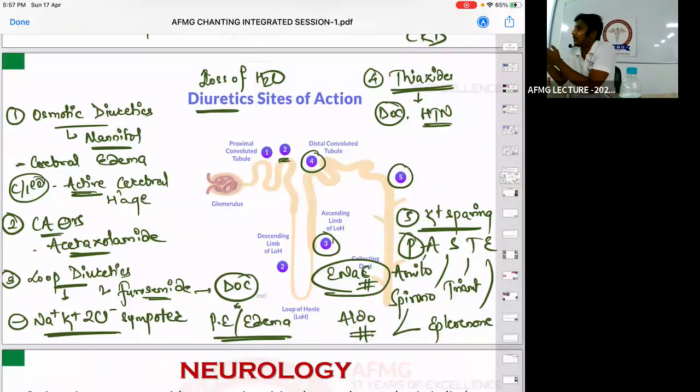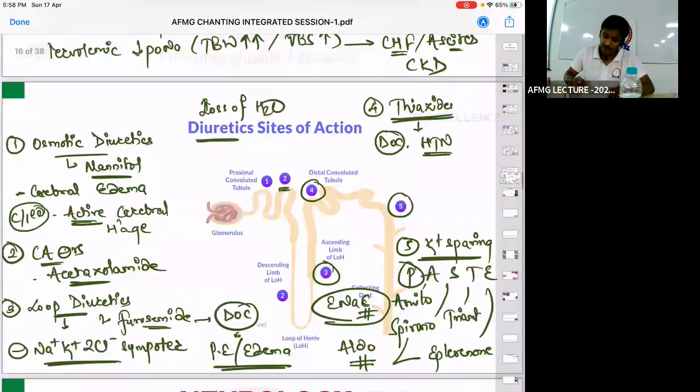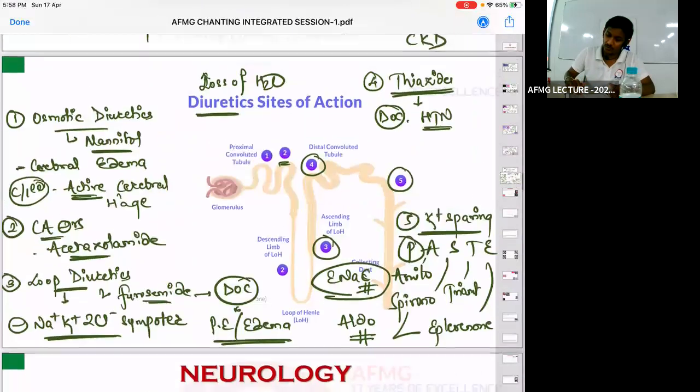Means all the other diuretics will lead to loss of potassium. They can cause hypokalemia. But potassium sparing diuretics can lead to retention of potassium, that is hyperkalemia in the patient. Now talking about thiazides and loop diuretics, the most important side effects that you need to remember.